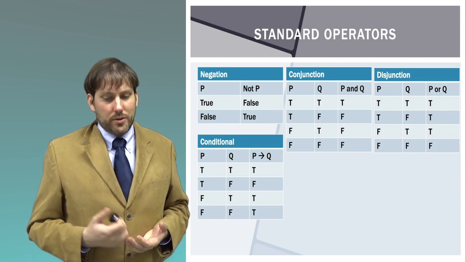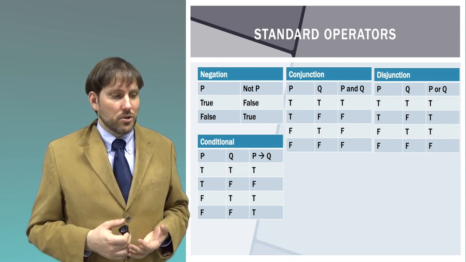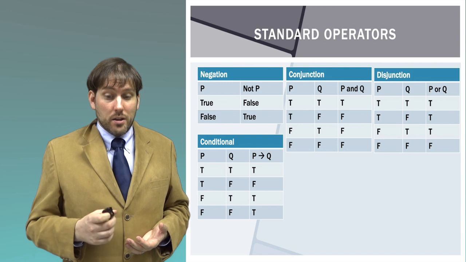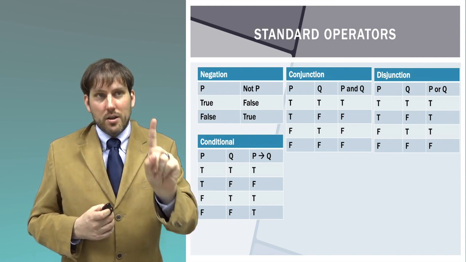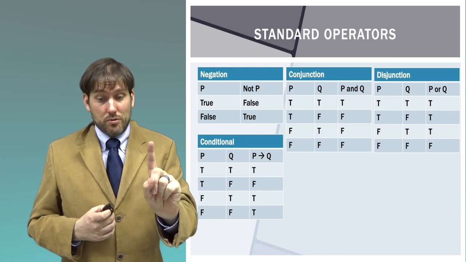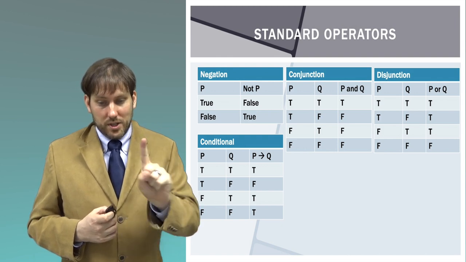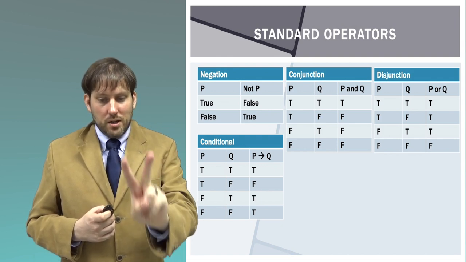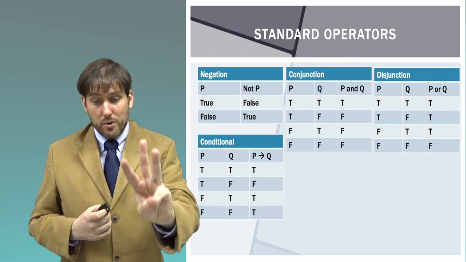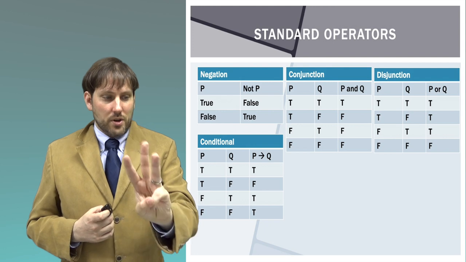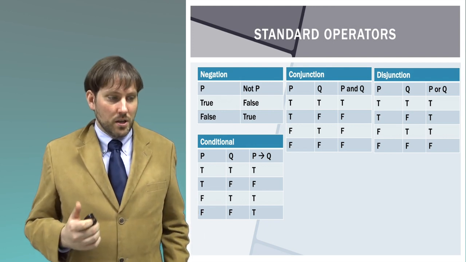A conditional, this was one of the harder ones we looked at. A conditional is true in three cases, and those three cases are: one, if the antecedent is true and the consequent is true; two, if the antecedent is false and the consequent is true; three, if the antecedent is false and the consequent is false.